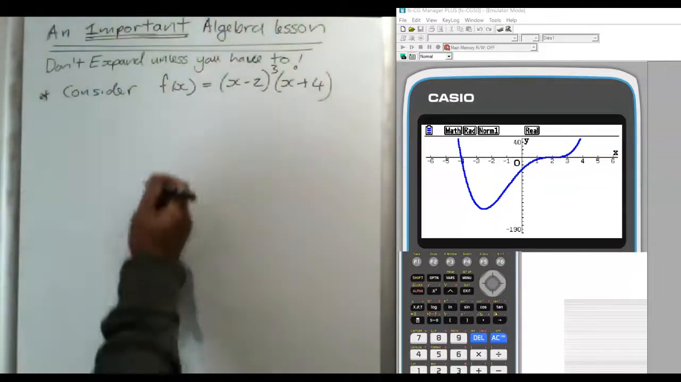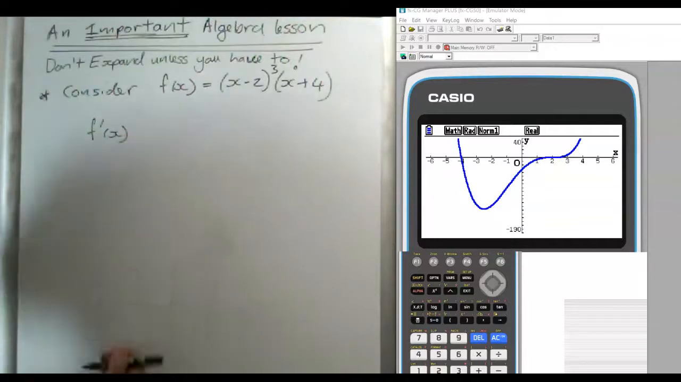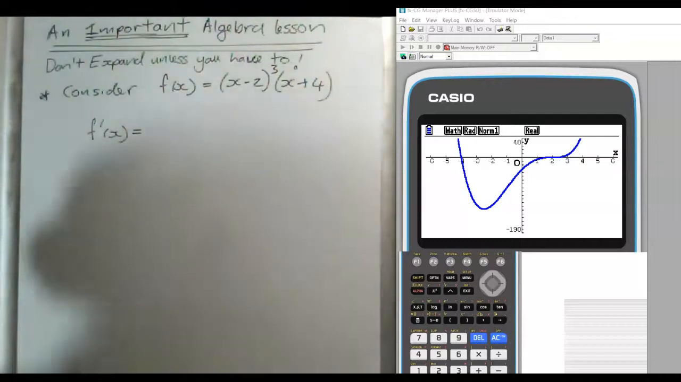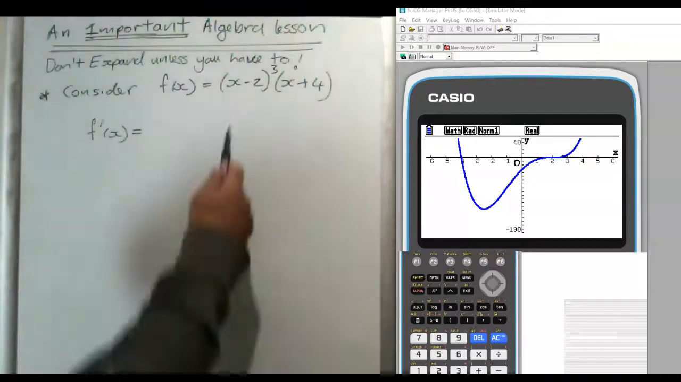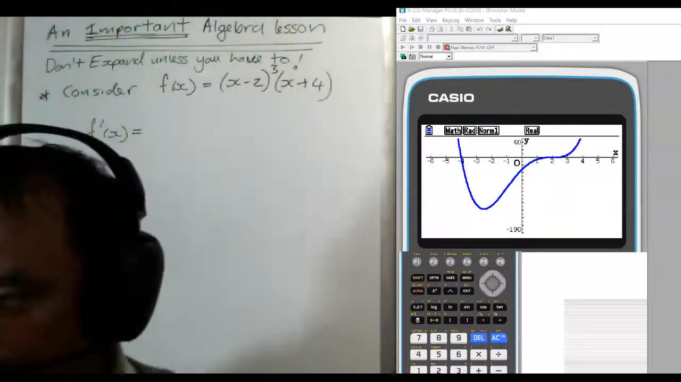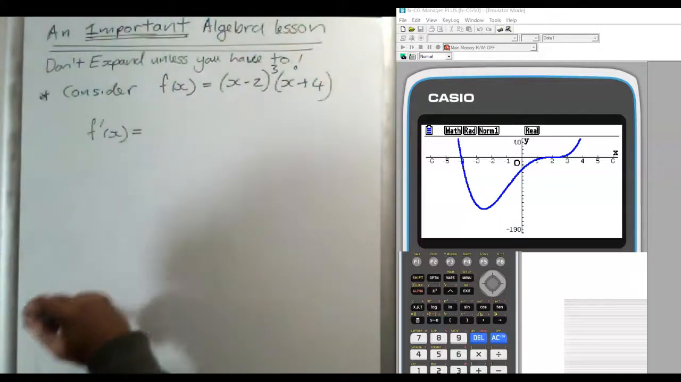Okay, so if we were doing some algebra with this and we wanted to find f dash of x, we might think what a great idea it would be to expand it. Well, I hope you don't think that, because expanding a cubic is hard enough, and then having to multiply it by another linear, that would be a nightmare. So I'm sure you wouldn't, but we'll do the product rule here.